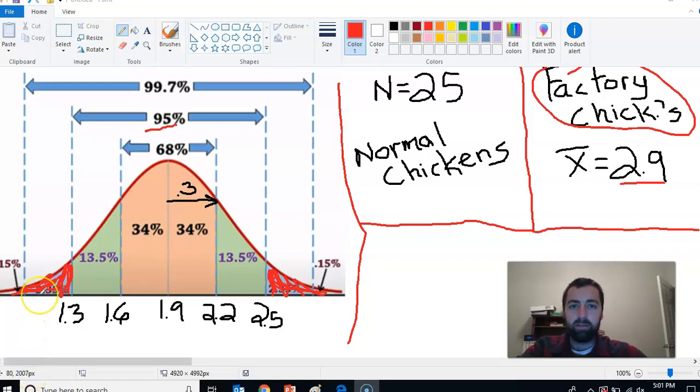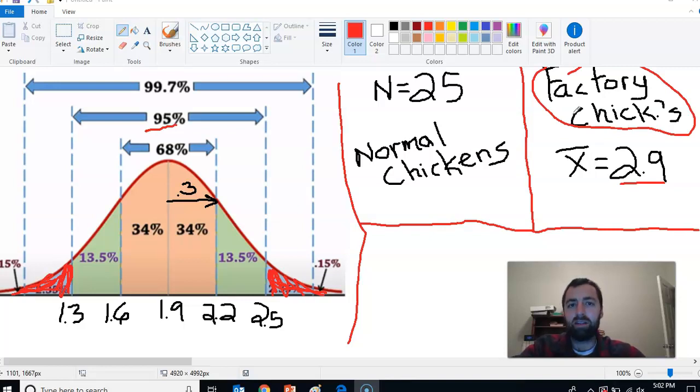Hey guys, I just wanted to give some concluding remarks to what I was talking about in the last video. I kind of ran out of time. So the idea was, were these factory chickens being shot up with some steroids or something to make them weigh more than normal chickens? Do they weigh more than normal chickens?